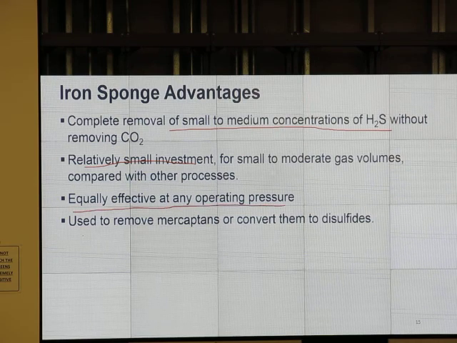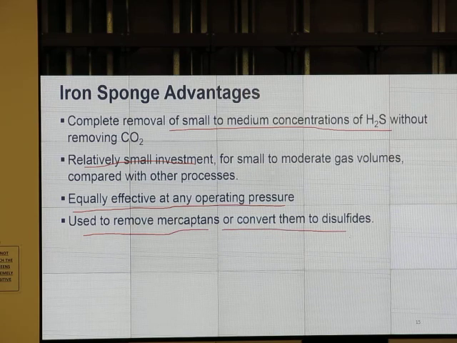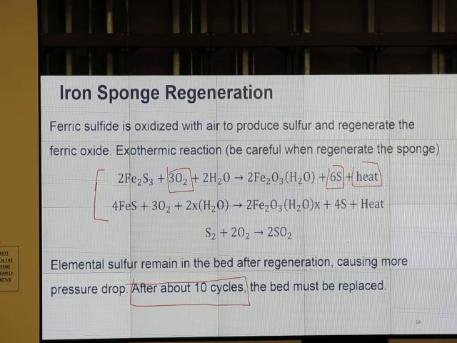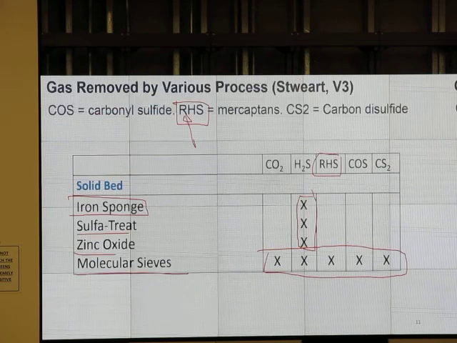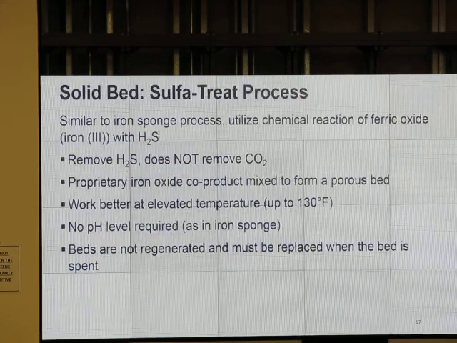Used to remove mercaptan and convert them into disulfide or something. Just know this: what is the solid bed reactor to remove acid gas? Iron sponge, right? Done.